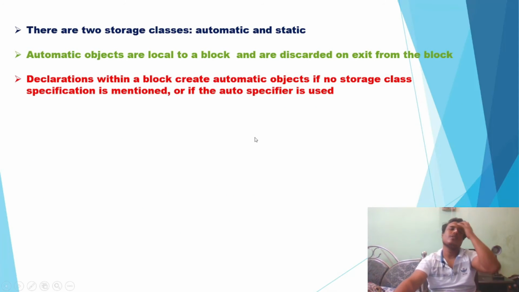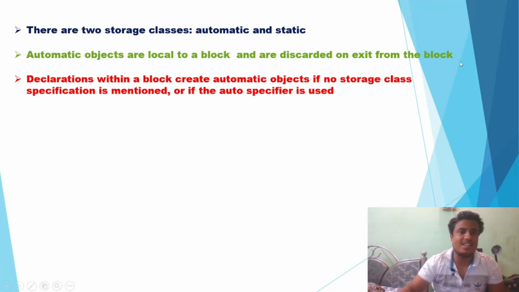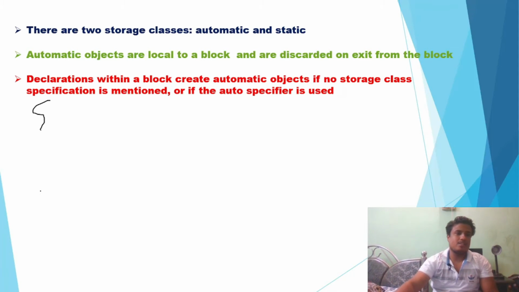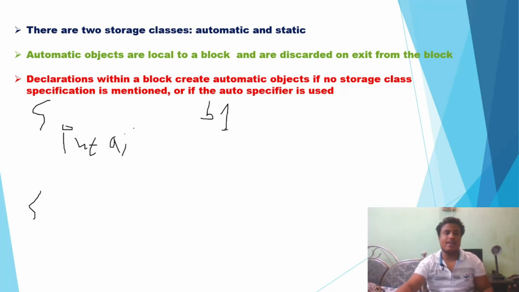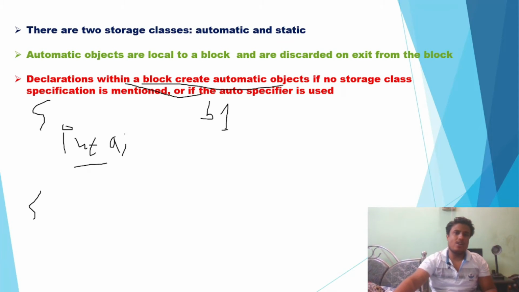Now moving on. A declaration within a block creates an automatic object if no storage class specification is given or if the auto specifier is used. So what I told you is that if you implicitly define a variable inside the block, as we did in the previous example where this was block 1 and we defined a variable here, the variable declared within a block creates an automatic object. So it automatically becomes an automatic object.